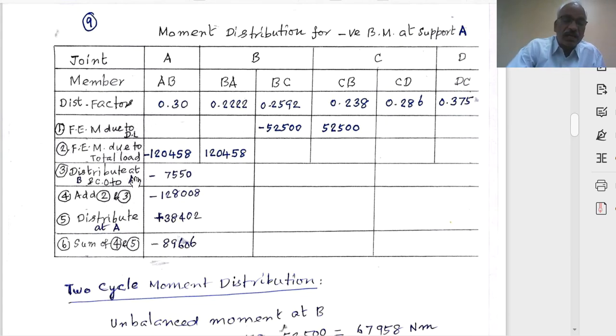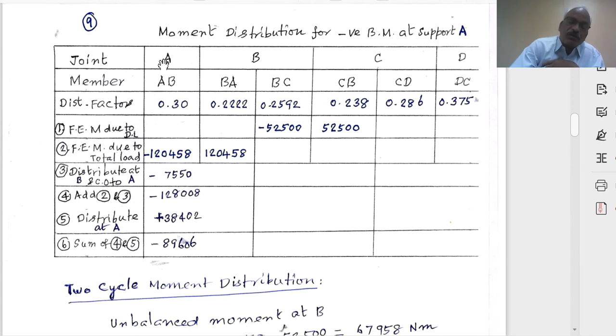Right. That plus 120,458 distribute to B and C and carry over to A. See, this is the important point. So, we have not written the value here.